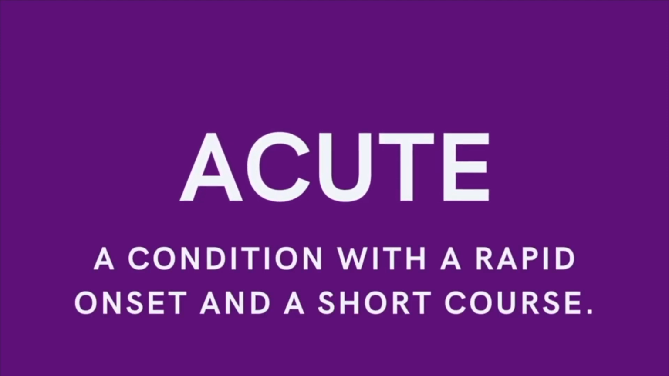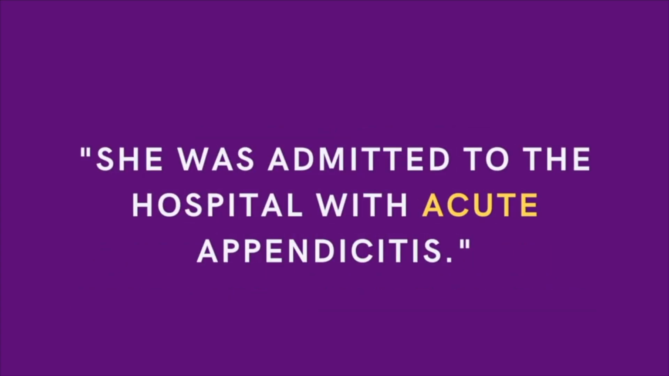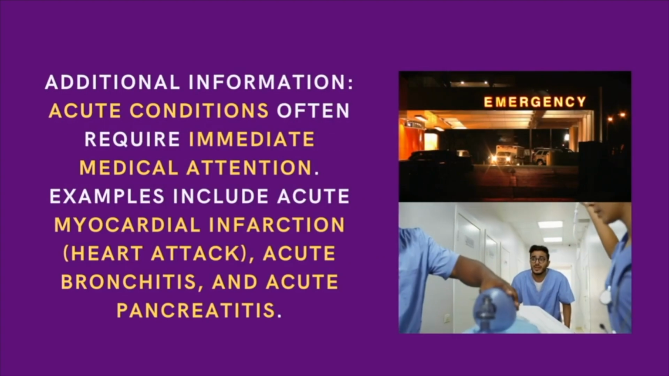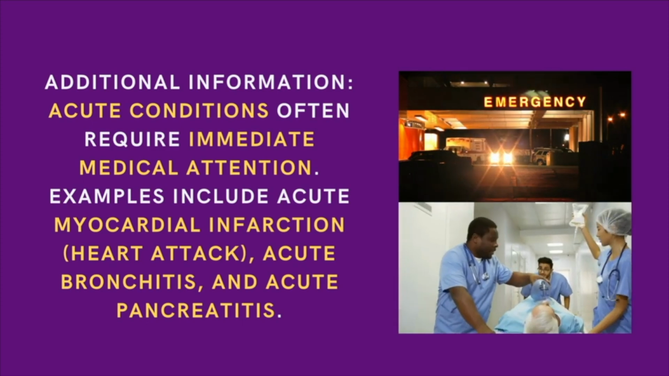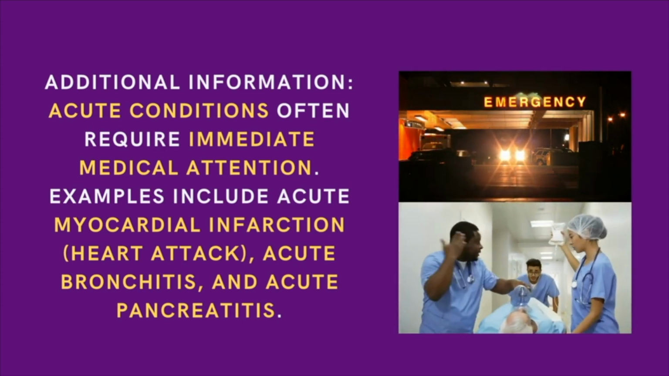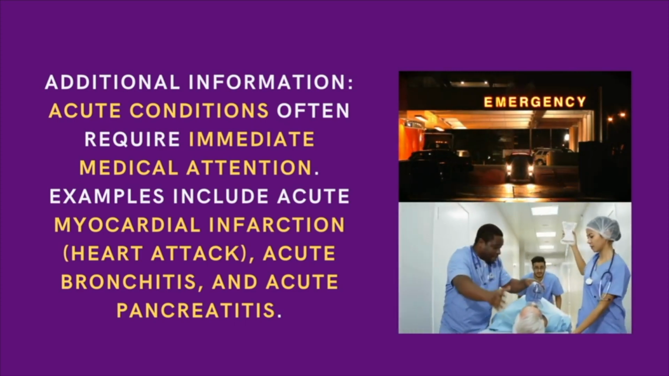Up next, we have acute. Repeat after me. Acute. If a symptom is described as acute, it is a condition with a rapid onset and a short course. She was admitted to the hospital with acute appendicitis. Acute conditions often require immediate medical attention. Examples include acute myocardial infarction, acute bronchitis, and acute pancreatitis.